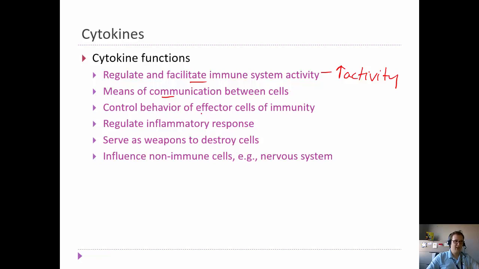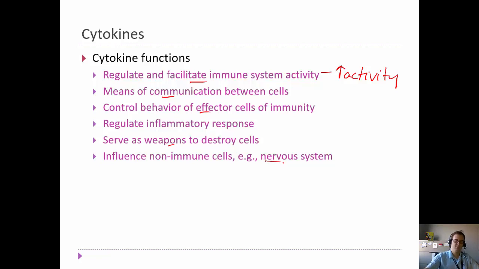Sometimes they control the behavior of the effector cells, or the cells that bring about effects of our immunity. They can regulate inflammatory responses, so they can increase inflammation or decrease inflammation if they go away. These can be weapons, so some of these will be chemicals that we're going to use to put on pathogens, and that will destroy their cells themselves, usually by disrupting or destroying the cell membranes. We'll talk about some examples of these. These also can influence our non-immune cells, for example, our nervous system, and so it can bring about actions in our nervous system.